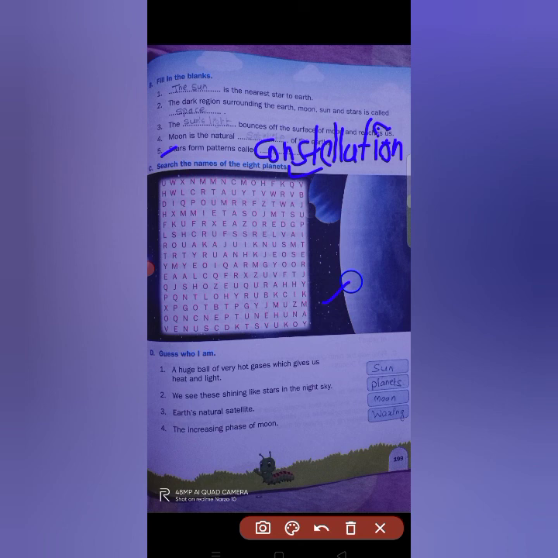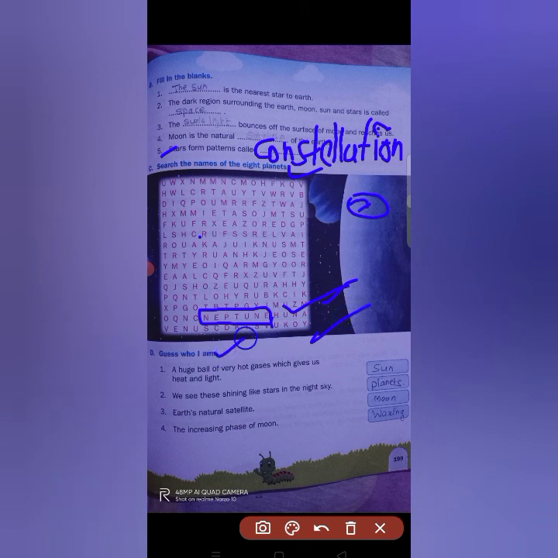So Neptune, let me find the planet Neptune. Let us find where it is present. Here you can see Neptune is present here. So we have to circle it like this. Neptune. Yes, we have found the planet Neptune and the remaining 7 are there, right? You have to find the remaining 7 planets here.